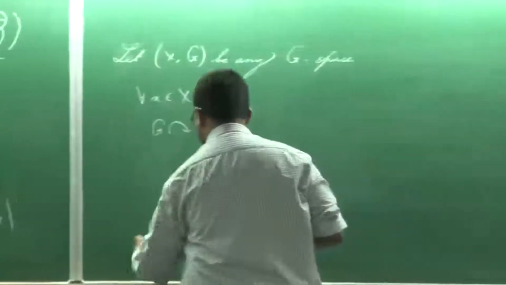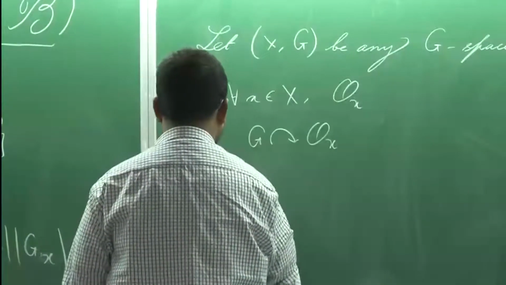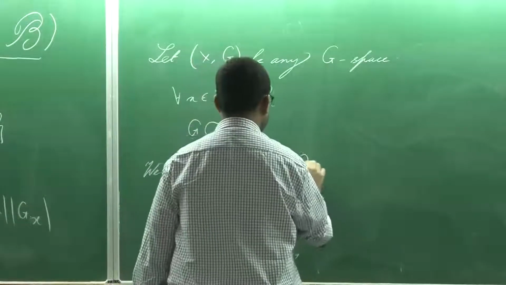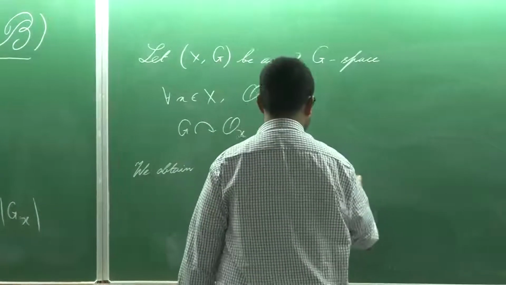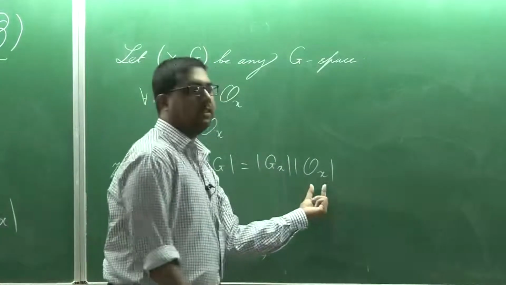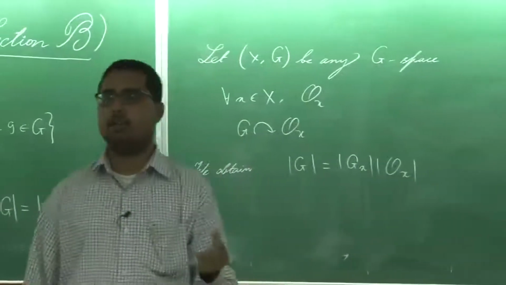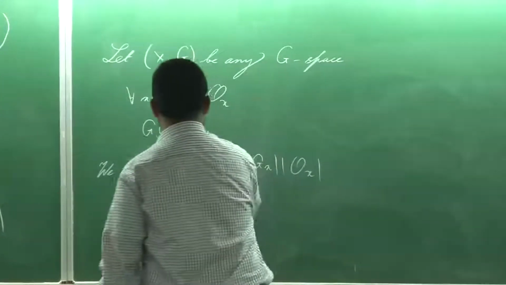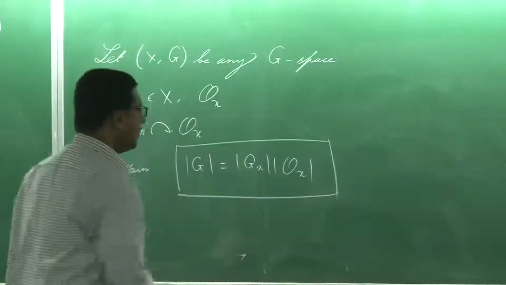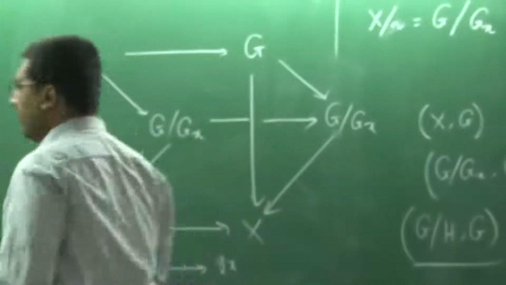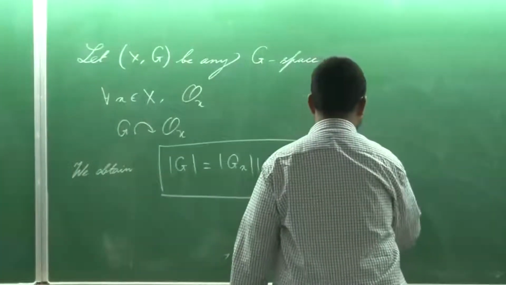So, as an immediate consequence of this, we obtain that the order of G is the same as the order of this subgroup times the order of this orbit. So for any x, the number of elements in the orbit times the order of the stabilizer of x is the same as the order of the group G. This is called the Orbit-Stabiliser theorem. It is nothing but a very special case of this isomorphism.